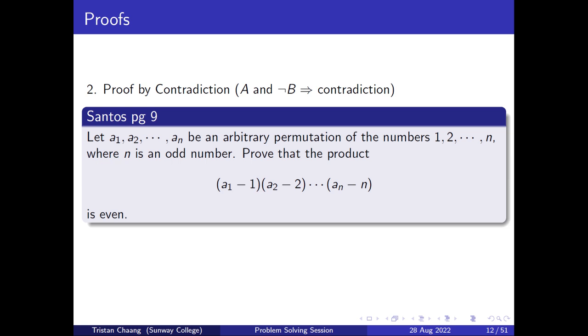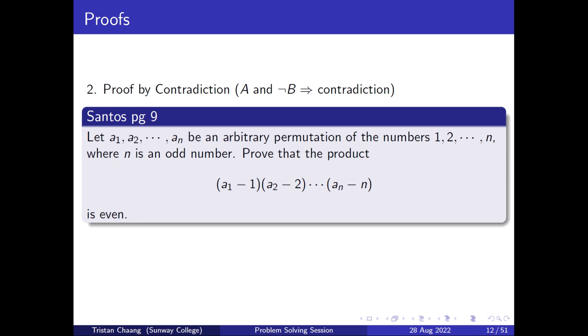Divisible by 2, correct. So if it's divisible by 2, one of them must be divisible by 2, right? You cannot have everything odd, right? And in fact, that's an equivalent statement. You just need at least one of them being even, then the whole product is even, right? So this final statement is equivalent to saying at least one of them is even, like a1 minus 1 or a2 minus 2 until an minus n.